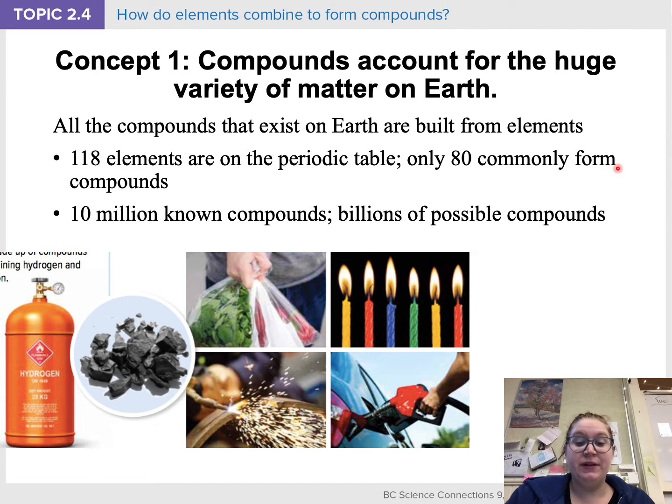There's about 10 million known compounds, but there's billions of possible ones. So known means these are ones that we've been able to find and identify in nature or in the lab, and there's more out there that might be able to be made.